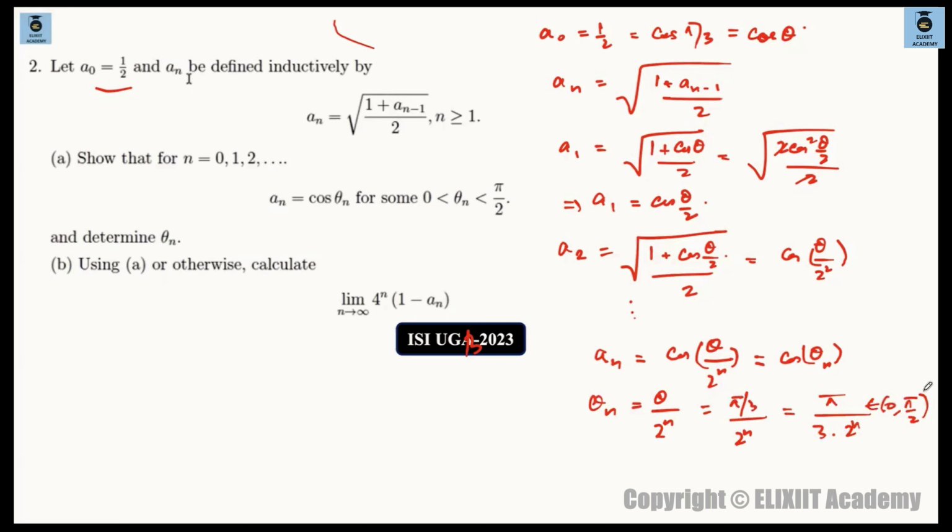Next, what we have to do, using this theta n and an, we have to solve for this limit. Now those who don't know limit, ये थोड़ा बहुत आपको बेसिक लिमिट सॉल्व करना आना चाहिए. ठीक है, तो for the second part, it's saying limit n tends to infinity, 4 to the power of n multiplied by 1 minus an. तो 1 minus an stands for 1 minus this cos of theta n. ठीक है, माने cos of theta divided by 2 to the power of n.